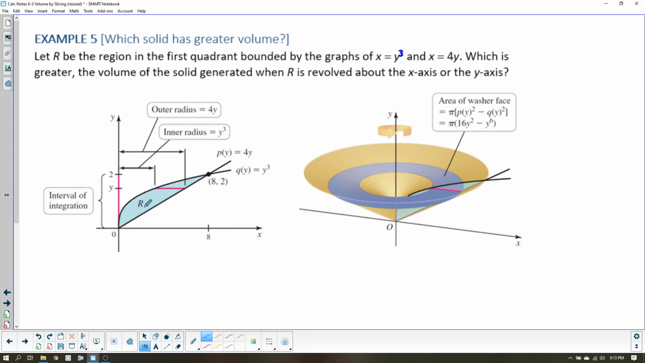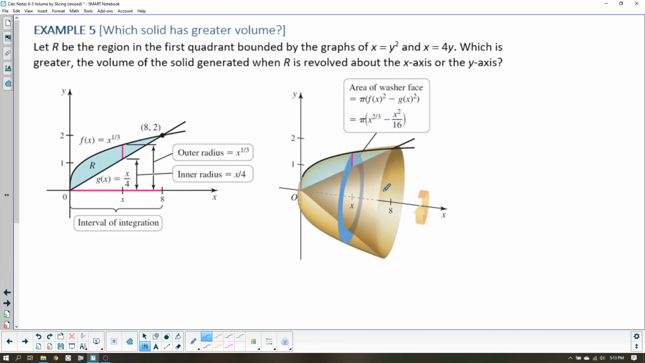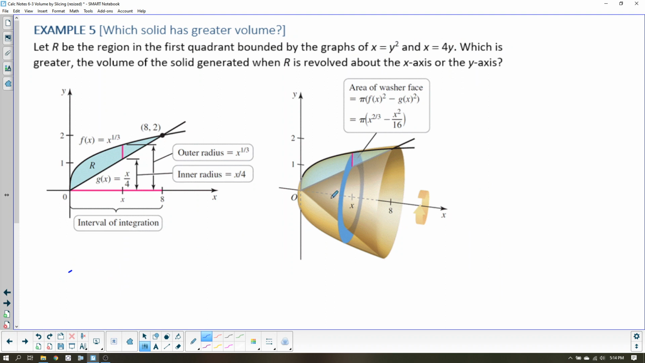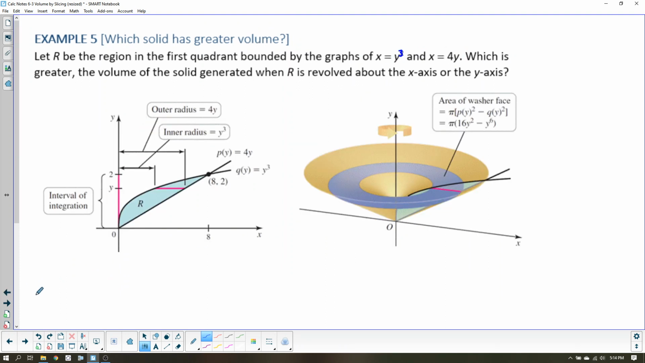So that defines a region, and we can rotate that region either about the y-axis, which would create this kind of hollow cone, or we could rotate it about the x-axis, which would generate a region like this. So the question is, which solid has the greater volume? Is it rotating about the y-axis, or is it rotating it about the x-axis? So let's find each one. We'll start with the y-axis.